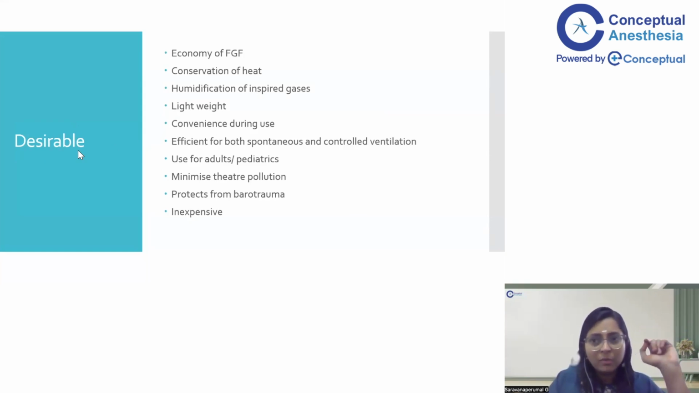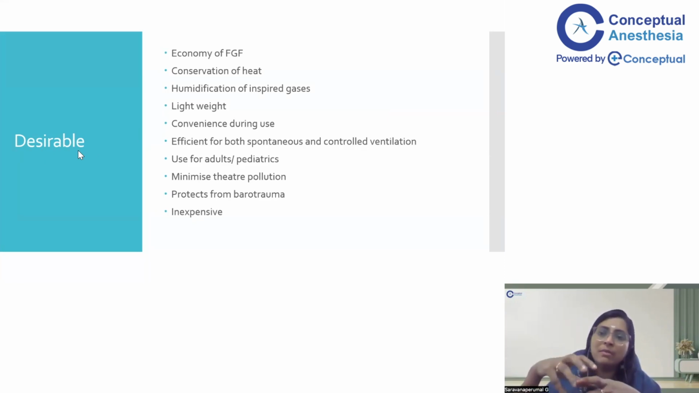And the desirable requirements are that it should consume less fresh gas flow. It should have conservation of heat, and humidification of inspired air is another desired quality of a breathing circuit. And it should be lightweight, inexpensive, and convenient for usage. Like you should not have to hold the mask tightly, and the circuit should not drag you down or drag the endotracheal tube down because of its weight. So it should be convenient during usage. Whether it is spontaneous or controlled, it should be efficient for both. And it should be useful for both adults and pediatrics.